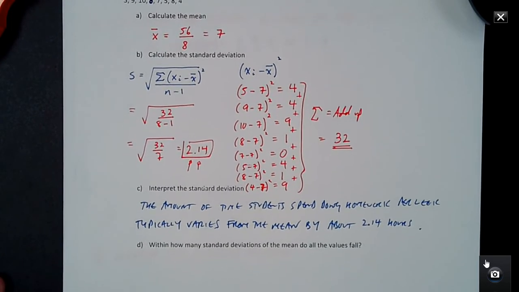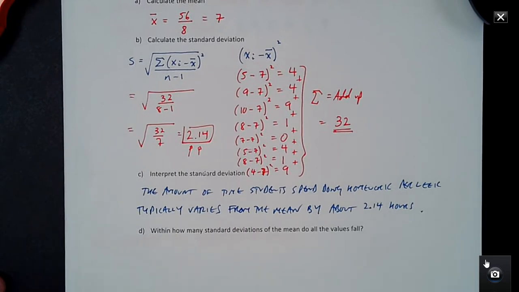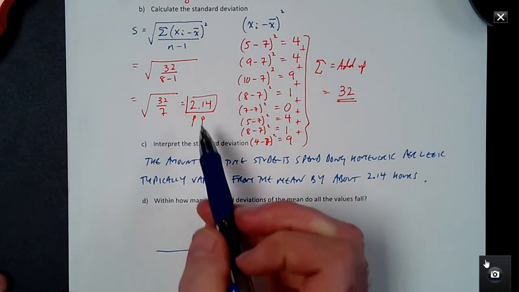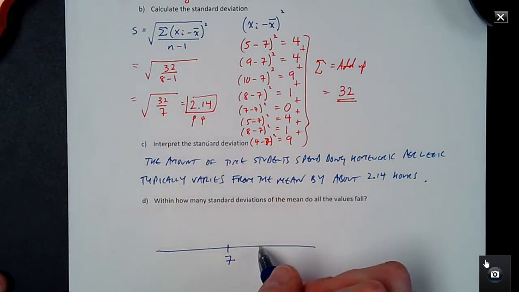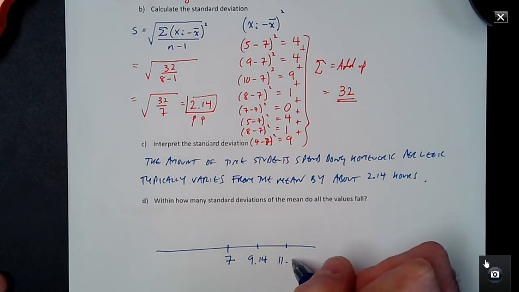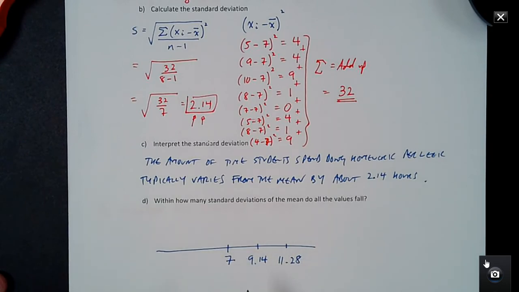All right, so the last thing I want to ask is, within how many standard deviations of the mean do all the values fall? So what we're going to do is we're going to create a number line. And remember, the mean was 7. So what we're going to do is add and subtract the standard deviation. So remember, the standard deviation was 2.14. So if I add that to 7, I get 9.14. And then if I add it again, I get 11.28. So I've only just done that twice for the moment.